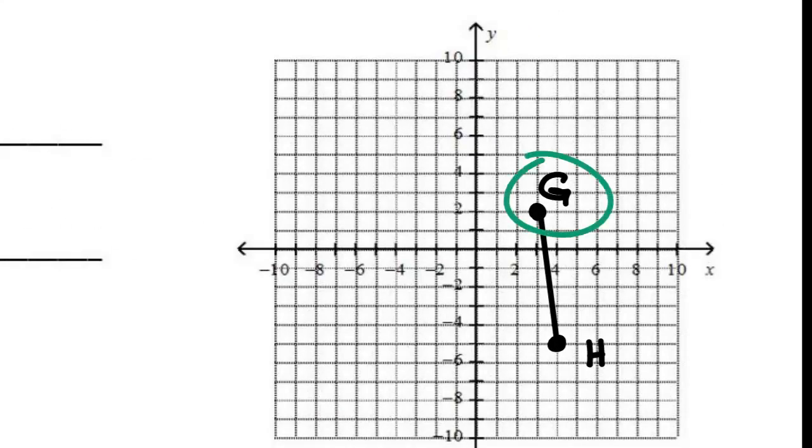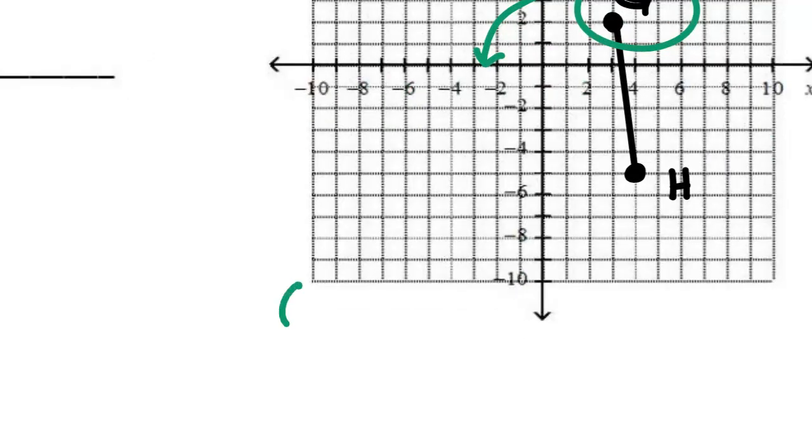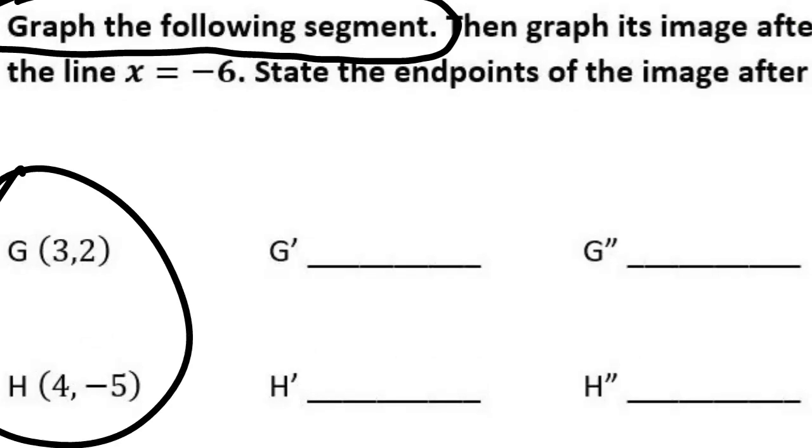Point G is right here in the first quadrant. If I twist that 180 degrees, it's going to move into what quadrant? Negative, negative, third quadrant right down here. Do I change the order of my numbers? No. So this would be negative 3, negative 2.